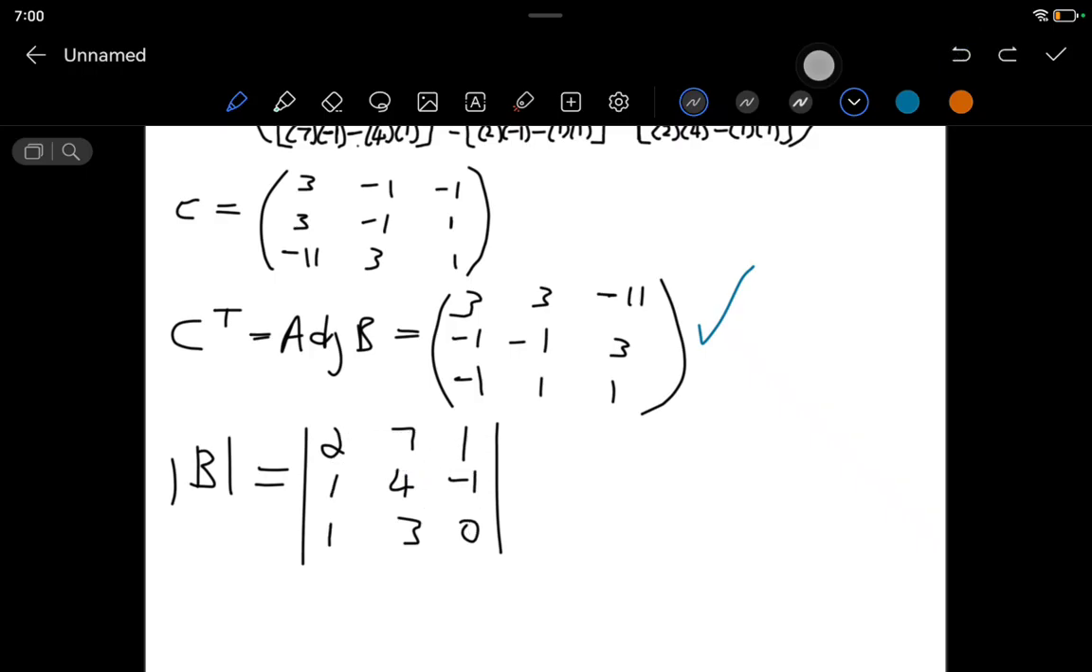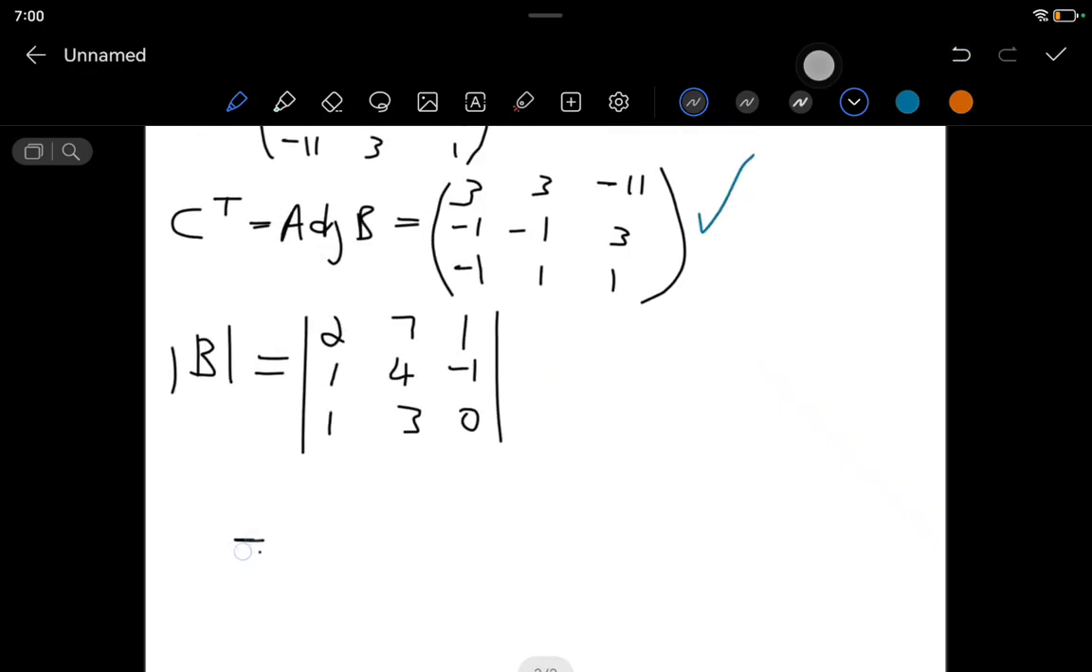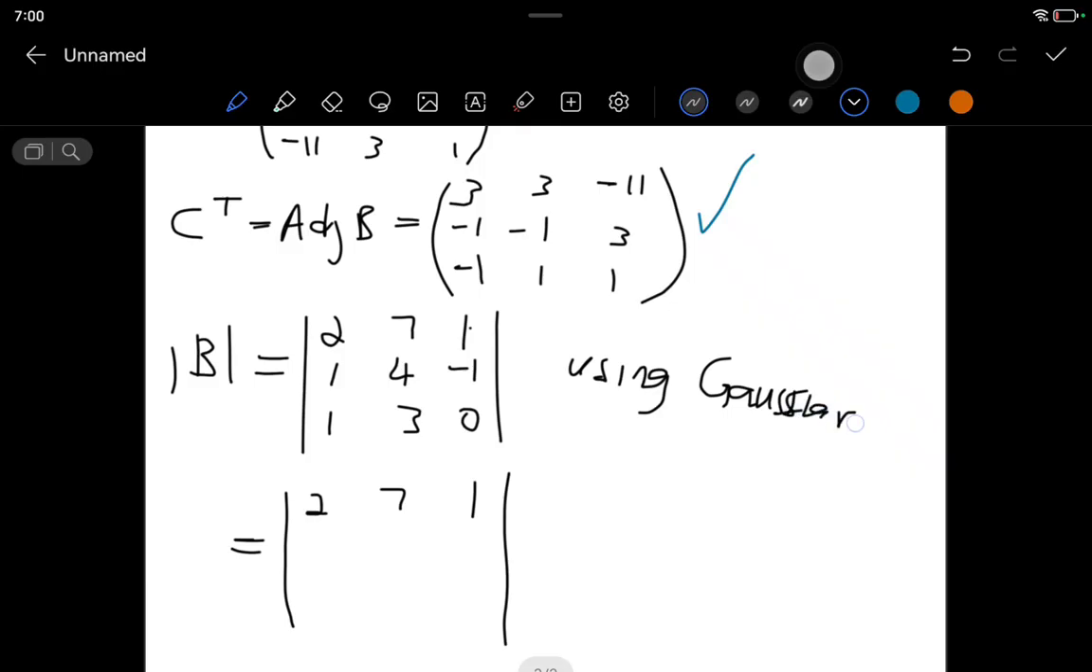So for me to use properties, I have a leading one here, so I don't even need a leading one. Remember, now I'll be using Gaussian elimination. Remember, we have Gaussian elimination and we have Gauss-Jordan elimination. So with Gaussian elimination, I'm just gonna add row 2 plus row 1.